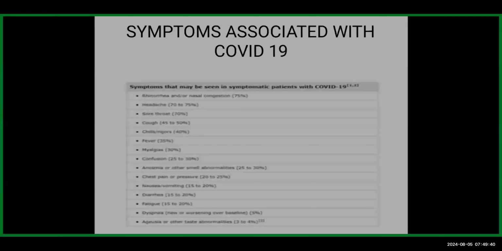They may present with rhinorrhea and nasal congestion, about 75% were reported to present with such. Headache can be 70 to 75%. The reference is at the tail end of the presentation. This patient presented with sore throat, apart from the normal respiratory tract infection symptoms. They can also present with cough, chills and rigor, fever, myalgias, confusion, anemia, chest pain, nausea and vomiting, fatigue, and dyspnea.